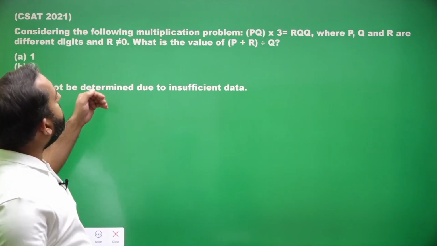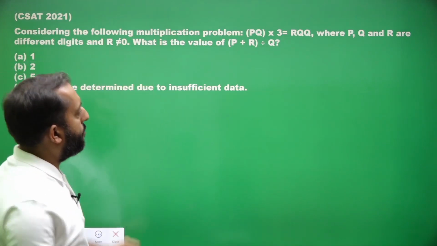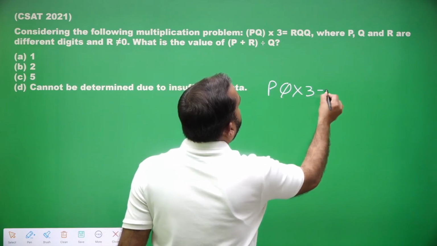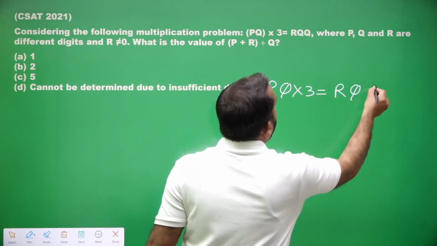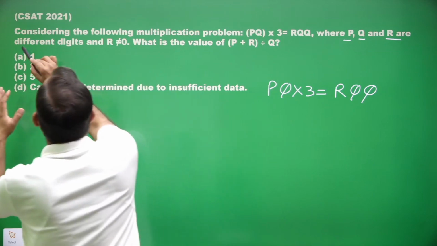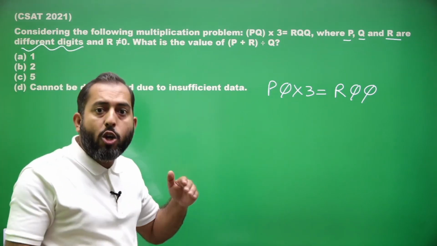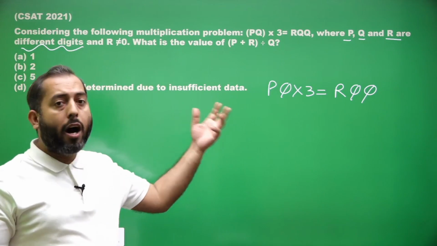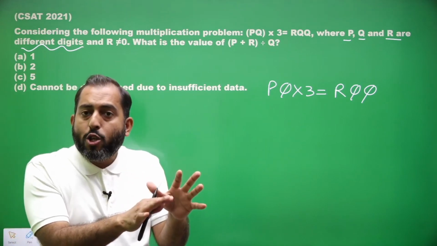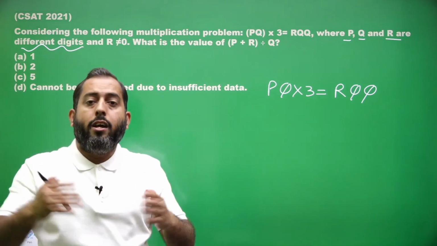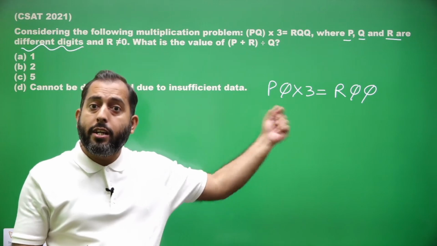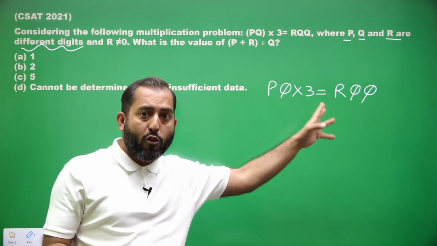It says, consider the following multiplication problem: PQ multiplied by 3 results in RQQ, where P, Q and R are different digits. P, Q and R are digits, which means the minimum value of P can be 0 and the maximum value of P can be 9. P cannot take a value more than 9 because P is a digit. Same goes for Q, same goes for R.